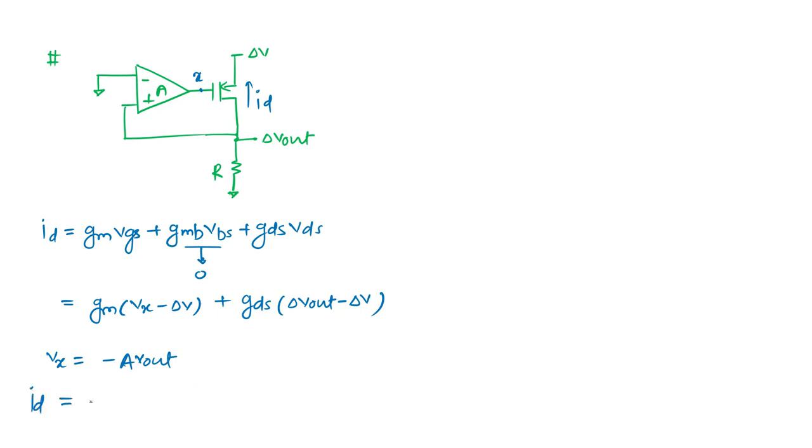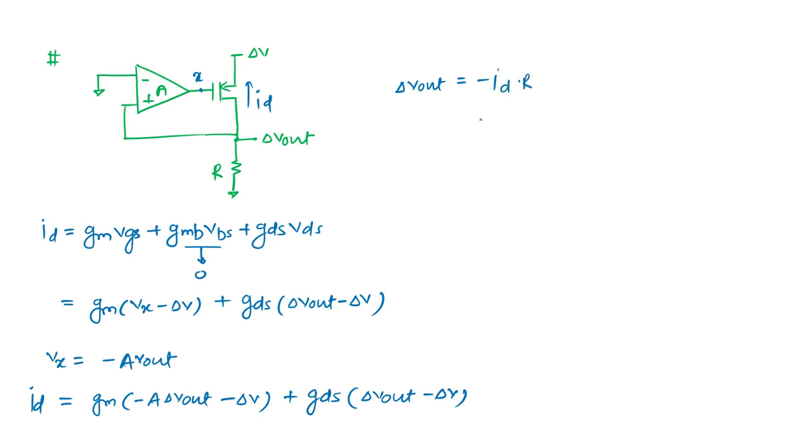What is the ID then? ID is nothing but GM times minus A del V out minus del V, plus GDS times del V out minus del V. And what is del V out? Del V out is minus ID times R. So what we can write here: minus GMR times minus A del V out minus del V.